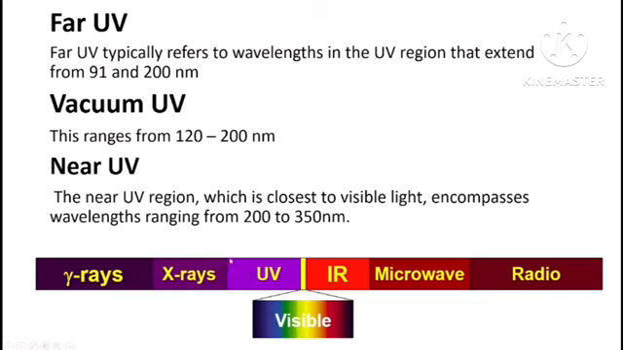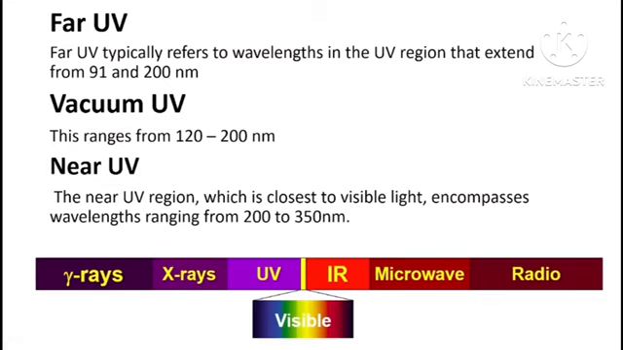Talking about near UV, those are obviously the ones having the bigger wavelength in the UV region. You can see that it says the near UV region, which is closest to visible light, encompasses wavelengths ranging from 200 to 350 nanometers. So these ones are close to the visible region, they have long wavelength as compared to the far or vacuum UV. Please, I hope you get it very well.